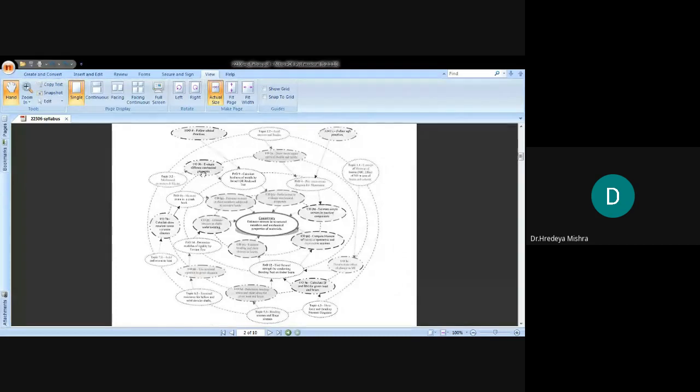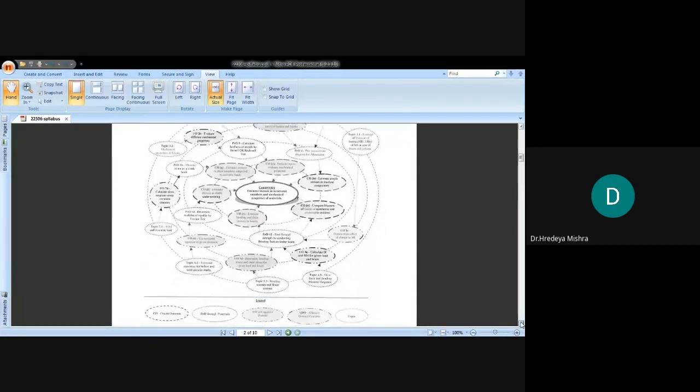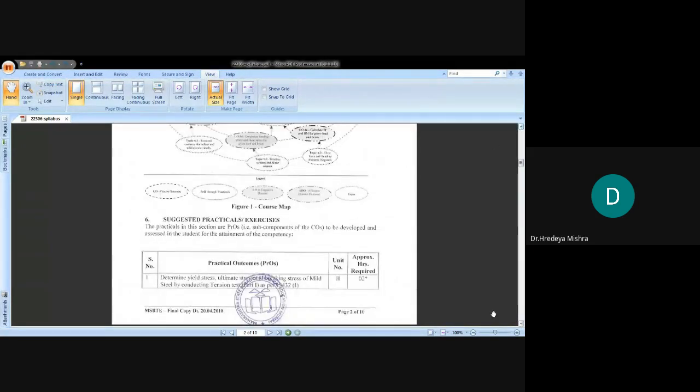So here you can see, follow the ethic procedure, calculate these are the combination. This chart is your combination of course outcome and program outcome. So these are your practical list.